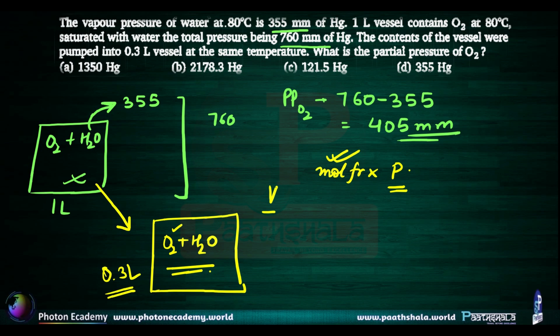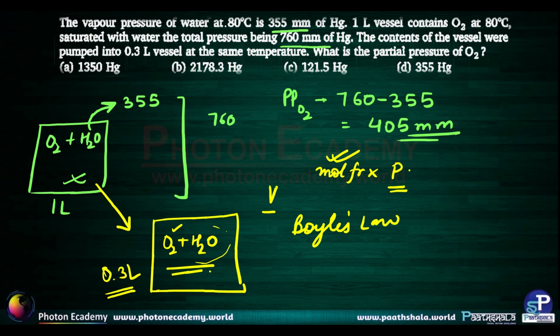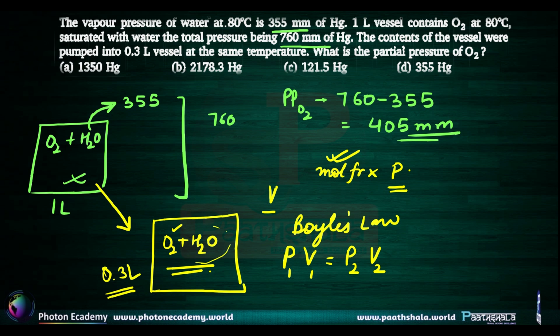Since we are only talking about oxygen, let's apply Boyle's law only for oxygen. That is, the pressure of oxygen in the first case into the volume of oxygen in the first case is equal to the pressure of oxygen in the second case into the volume of oxygen in the second case. So what are these first and second cases? In the first case, pressure is 405 and volume is 1 liter, and in the second case, pressure is something which we have to find and volume is 0.3 liters.